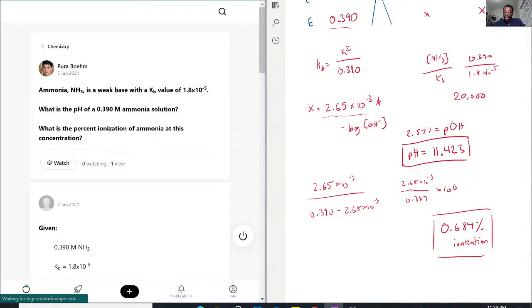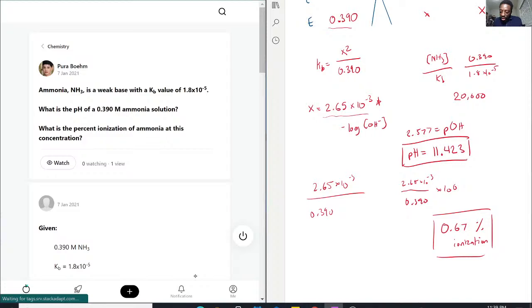Actually, I don't think we subtract. Now that I think about it, it wouldn't be a subtraction. We would actually just use the 0.390, because we're saying of the total, how much of it ionized. So that was my mistake there. Although the number doesn't change much, it's important to be as accurate as possible. Okay, and we get 0.679 instead.